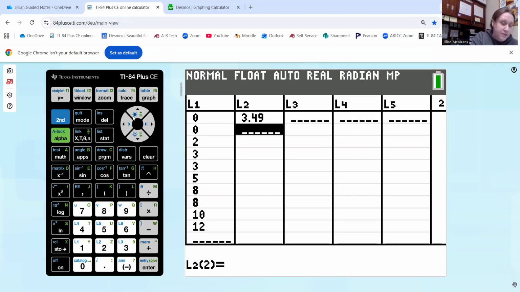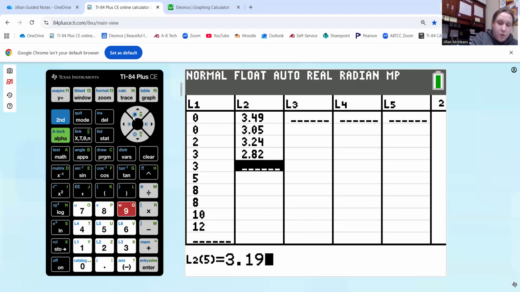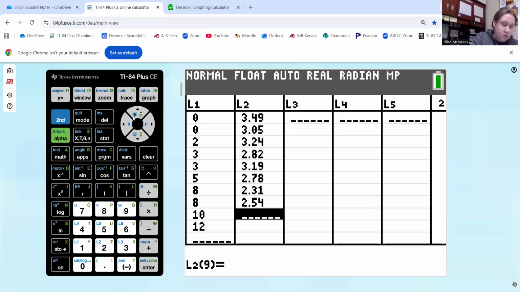So first we have 3.49, then we have 3.05, 3.24, 2.82, 3.19, 2.78, 2.31, 2.54, 2.03, and 2.51. And then always double check and just make sure you typed everything in correctly.